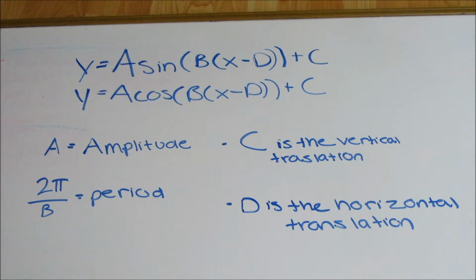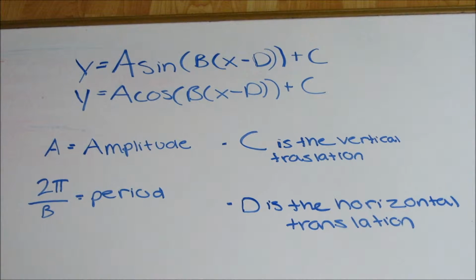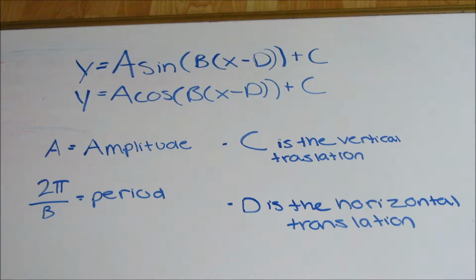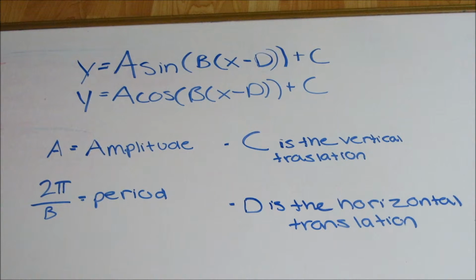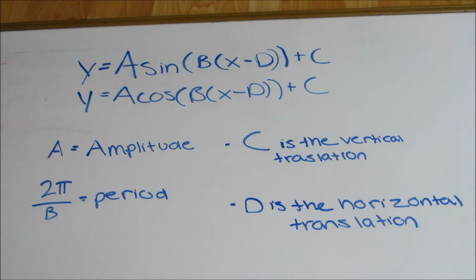C is the vertical translation, where if it is greater than 0, the function is translated up c units, and if it is less than 0, it's translated down c units. And D is the horizontal translation, where if it's greater than 0, then the function is translated right d units, and if it's less than 0, it's translated left d units.